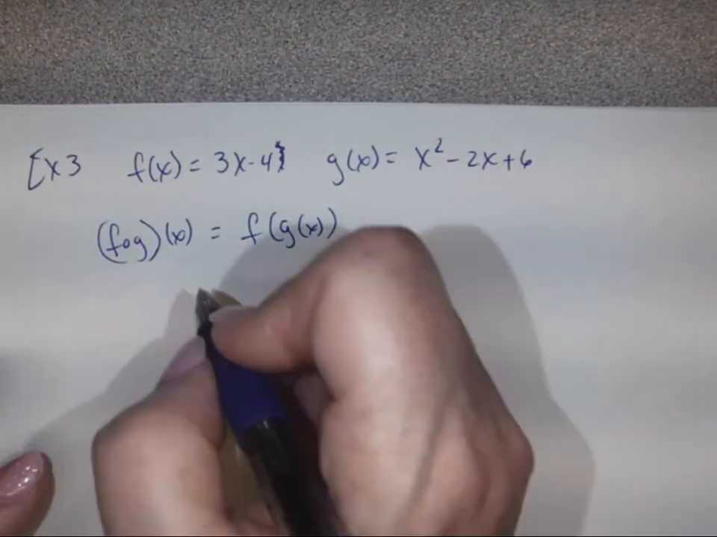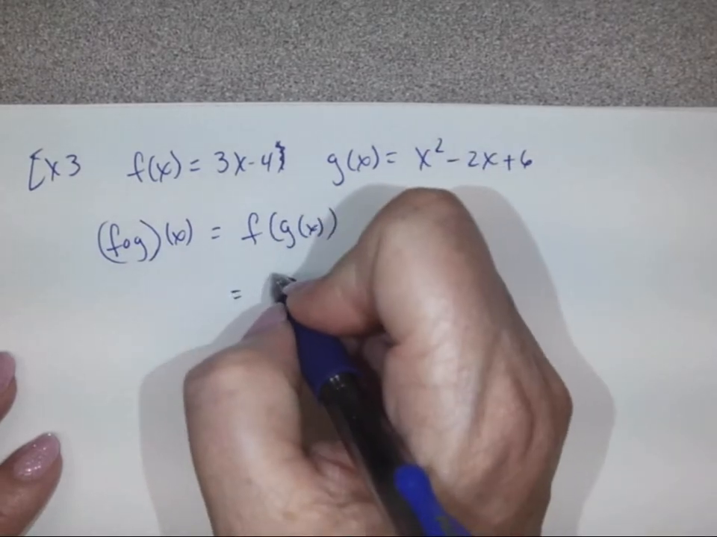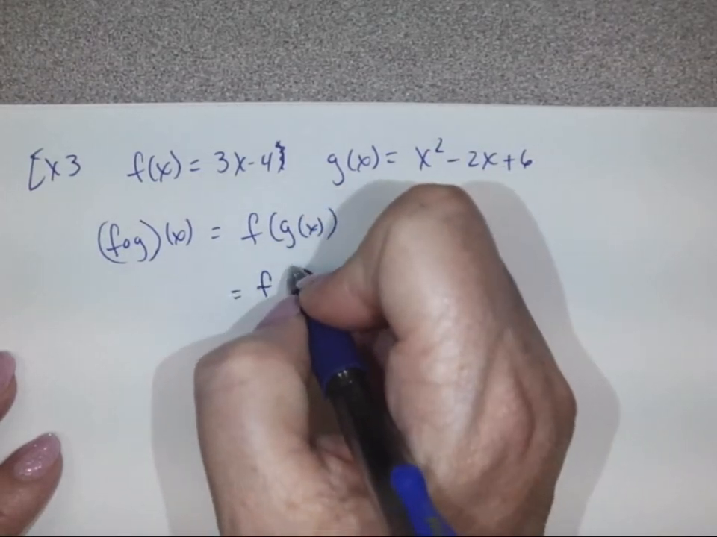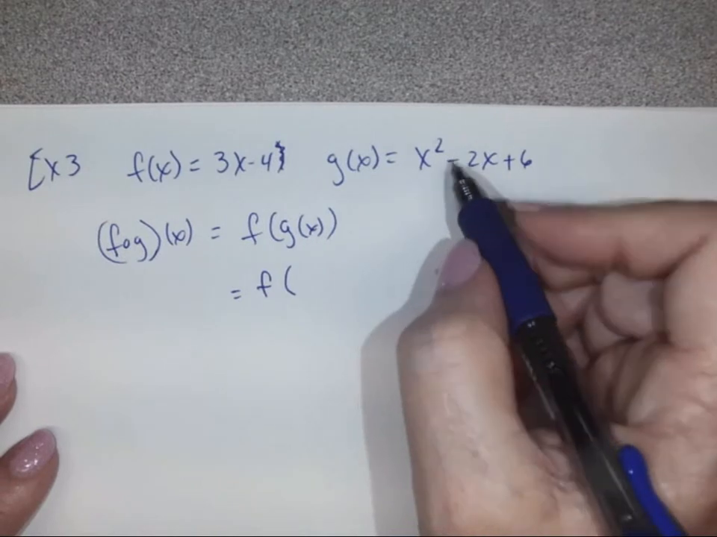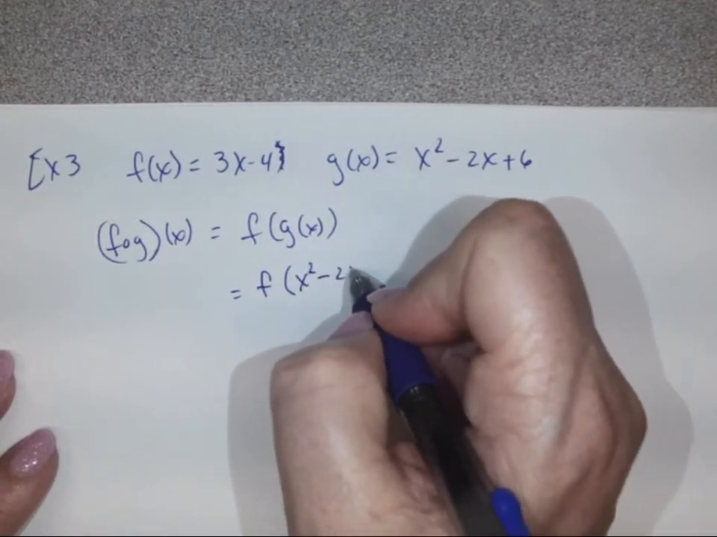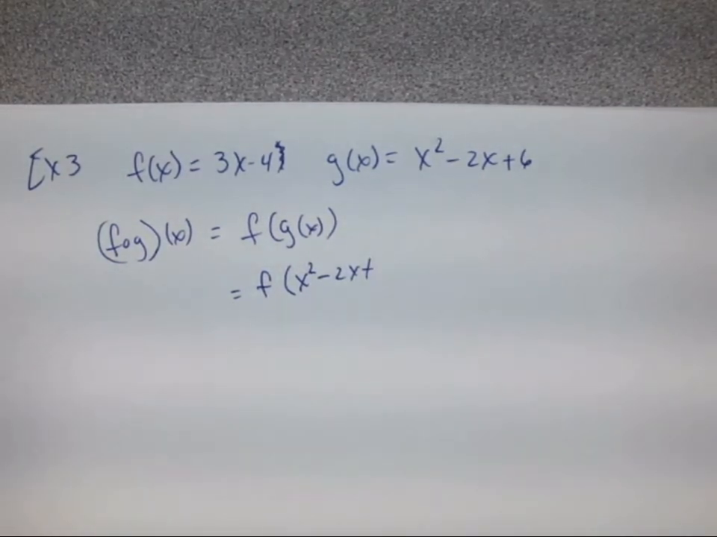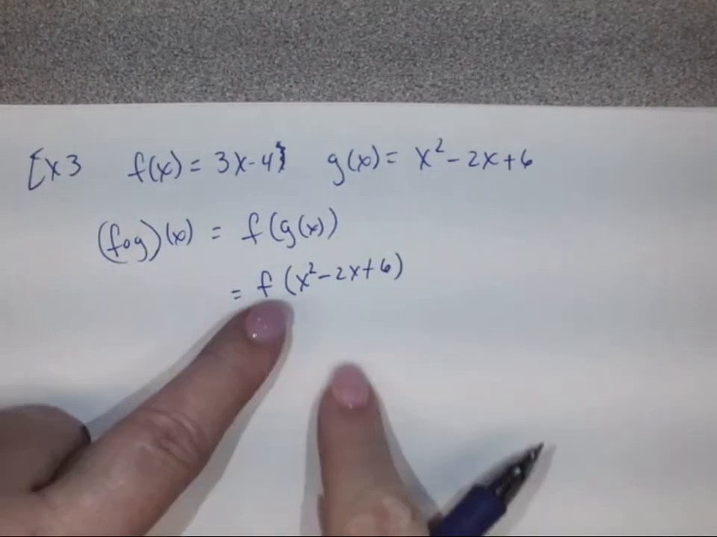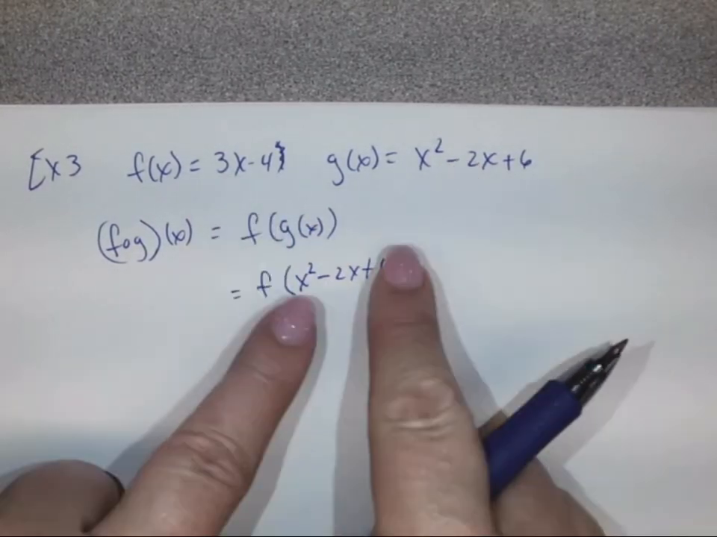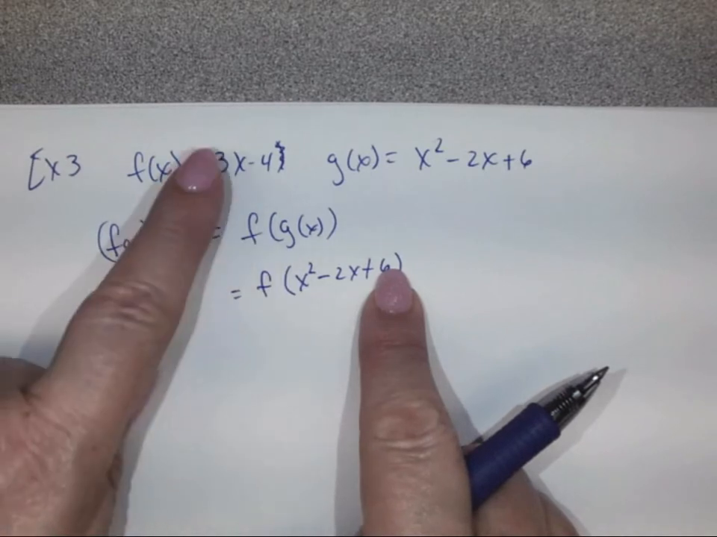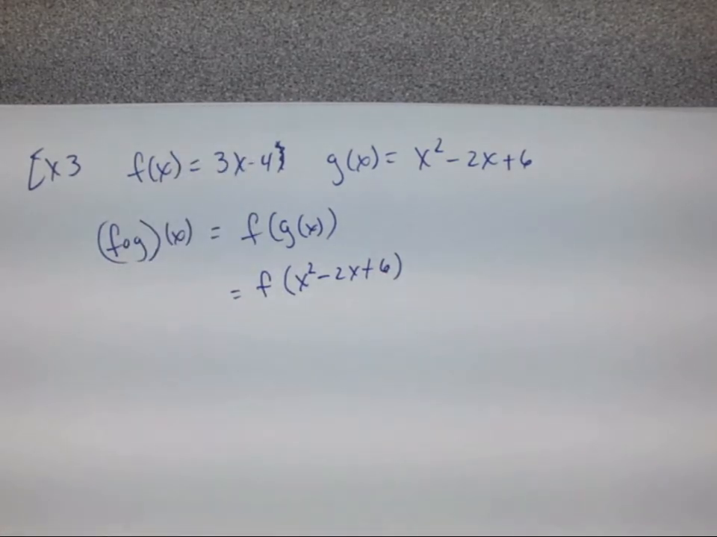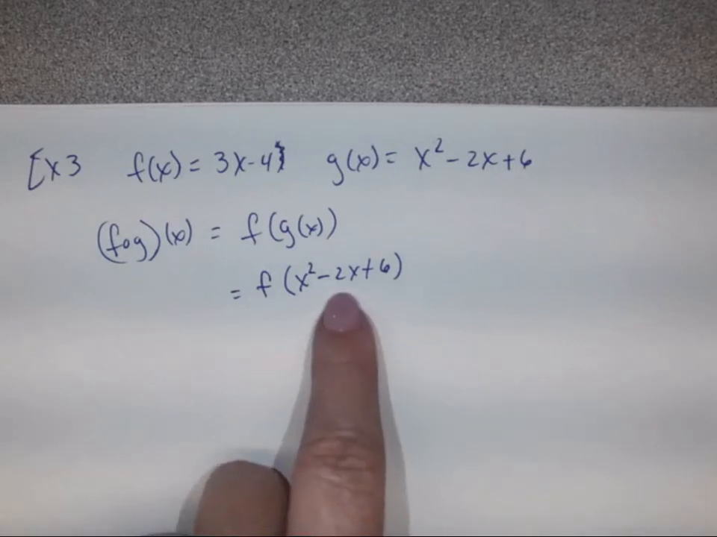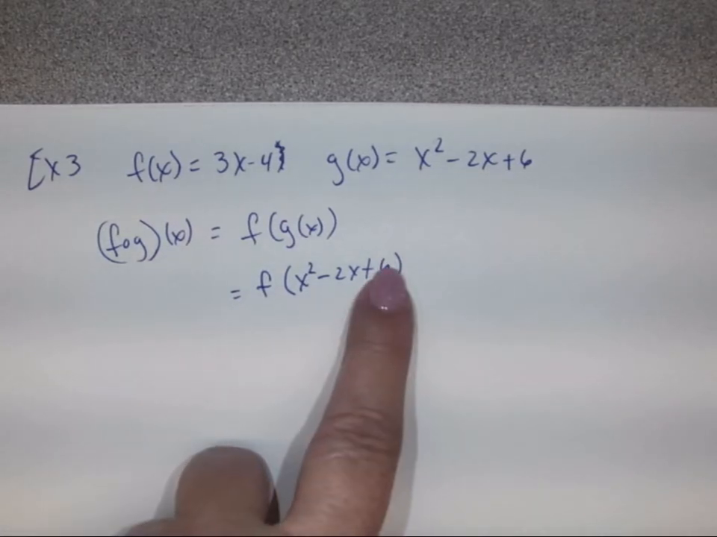So what that means is it is equal to f of our function, x squared minus 2x plus 6. So we are going to plug this entire function in for x. If you remember back in some of the other problems we've done, we plugged in an x plus h, we plugged in an x plus 3, not in this lesson, but in previous lessons in the class. So this time we're going to plug in this entire thing.